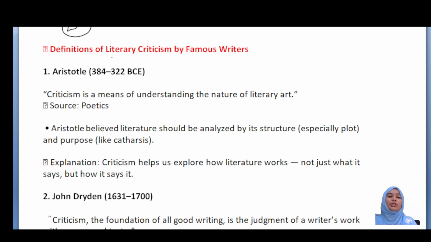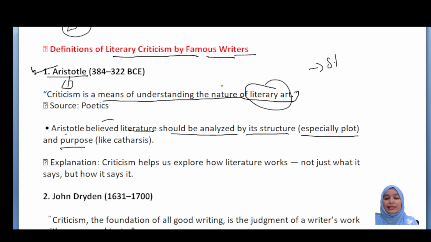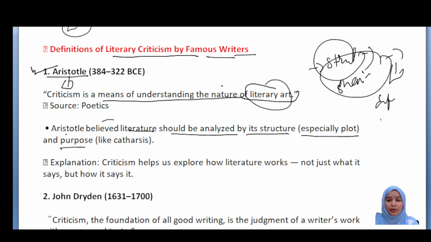Let's begin with the definitions of literary criticism by famous writers. First, what does Aristotle say about criticism? He says criticism is a means of understanding the nature of literary art. Means he believed that literature should be analyzed by its structure, especially plot and purpose. Very nice. Means of understanding the nature of literary art means in what way it is structured. What is the main story in this work, and whether the story affects the readers, that is what is called criticism.